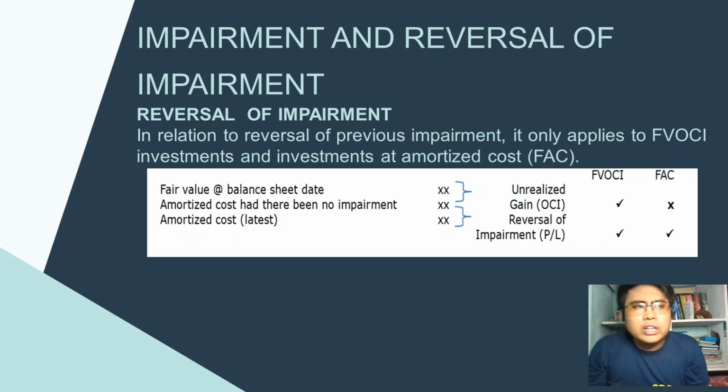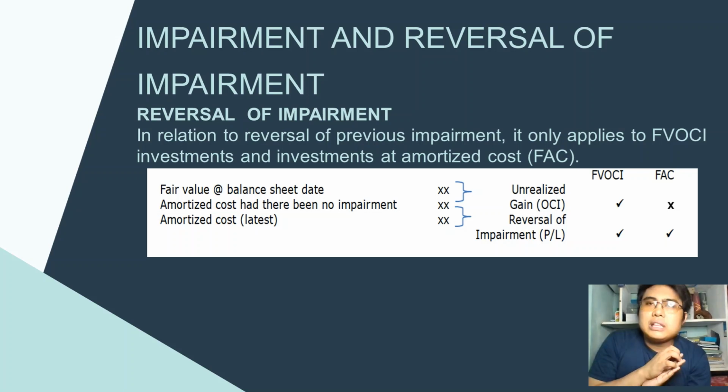Sir, bakit ganon? Bakit nagsiset ng limit ang PFRS 9? Okay, this is just an illustration para maintindihan mo. Assuming nung nag-compute ka ng impairment loss, let us say, ang impairment loss na na-compute mo is 100,000. Nung ngayong nagkaroon ng reversal, assuming ang fair value is let us say 250, ang amortized cost is let us say 100,000. So kung titingnan mo, ang gain on reversal mo supposedly is 150, which is quite impossible.